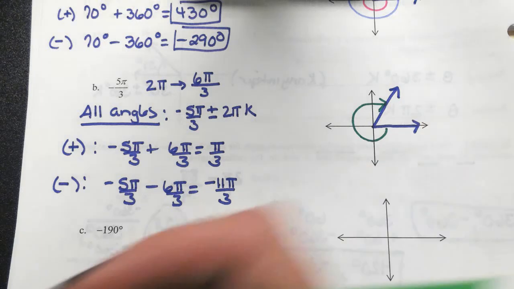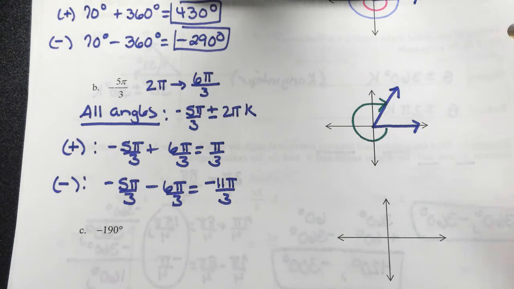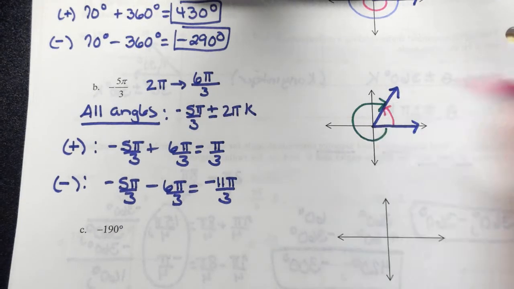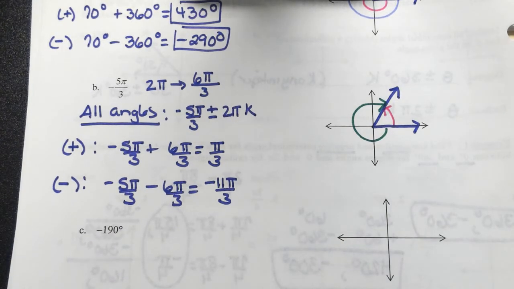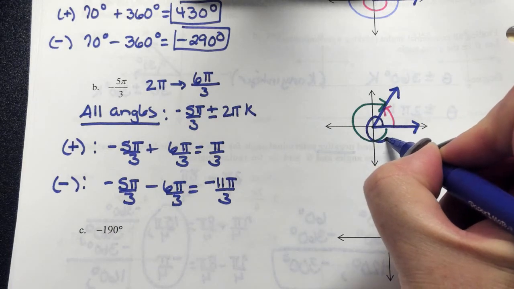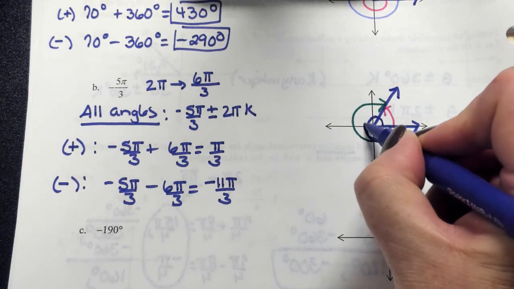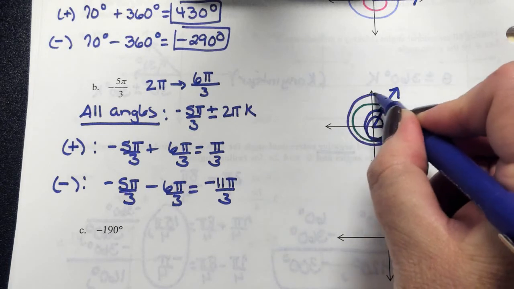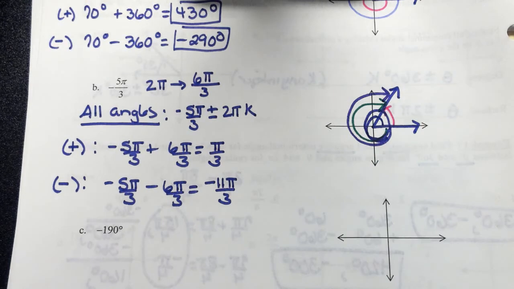Because again, I know that pi over 3 is right here. And then I know that negative 11 pi over 3 is just an angle with more than one revolution. It goes around, and then it goes around again, except it's going the negative way. There's your negative 11 pi over 3. So any questions on finding positive or negative coterminal angles?